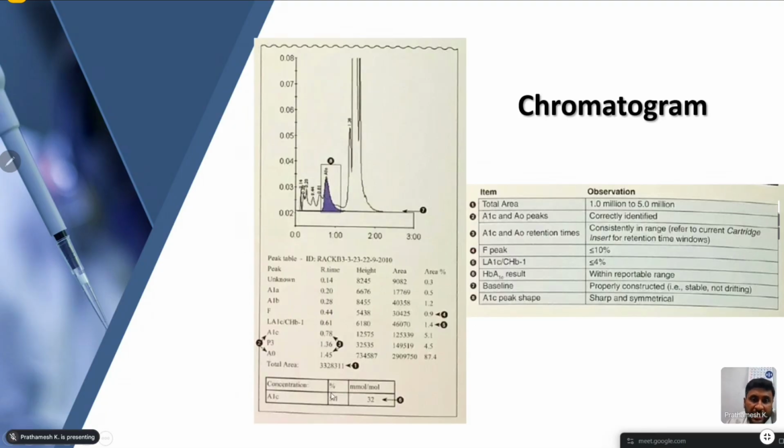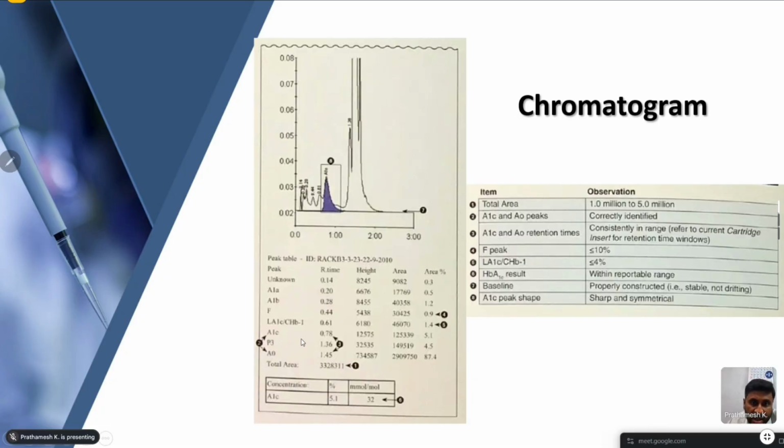The most important one is the area. If you can see out here, number one is the total area. Total area means we are talking about the area of the whole chromatogram. It should be around 1 million to 5 million. If the area is less, then you might have to run the sample in dilution. Then the A1C and the A0 peaks have to be correctly identified.